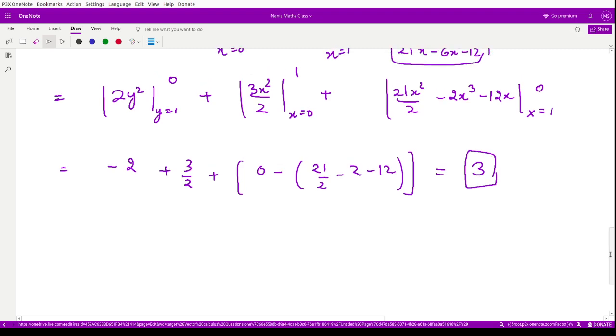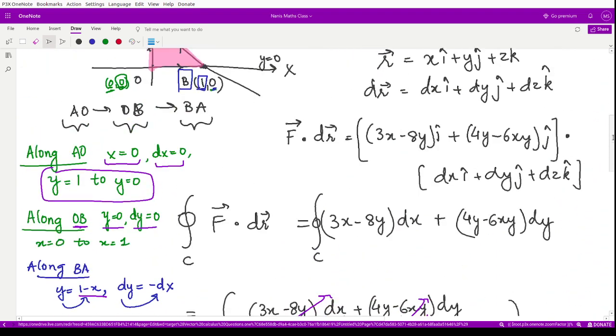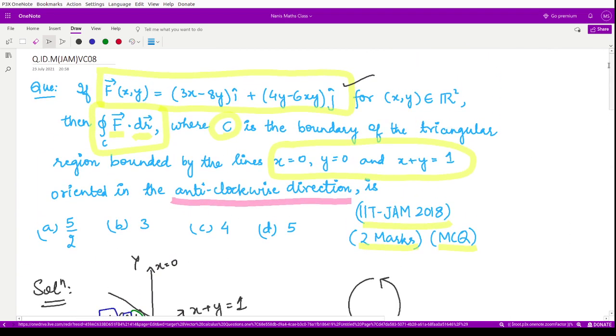So let's have a look at our options. In the options, you see option B is the correct option. Here the value 3 is the correct option, and only one option could be correct because this is a multiple choice question. So I hope you understood this concept well.